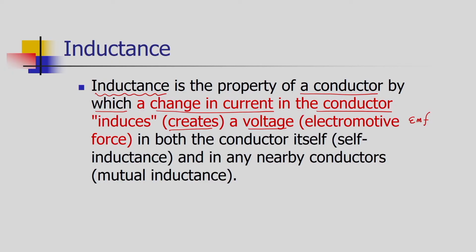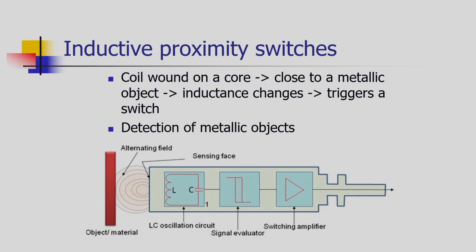So, the change in current is creating voltage. If we are getting the change in voltage in the conductor itself, it is called self inductance, and if it is created in nearby conductors, it is called mutual inductance. This useful electrical property is helping us to develop the inductive proximity switch.